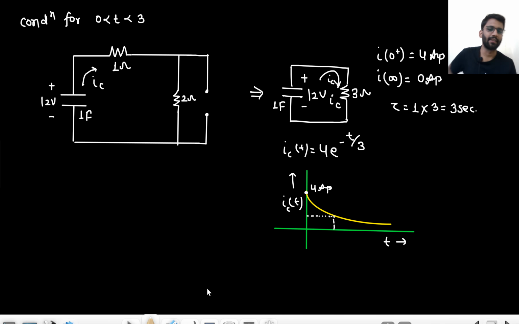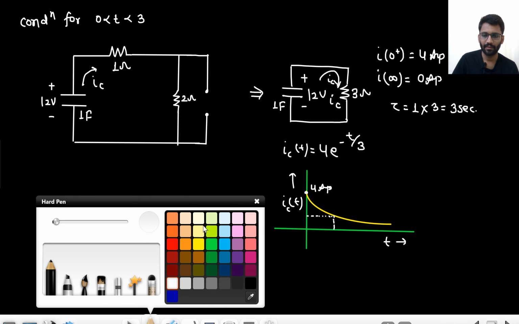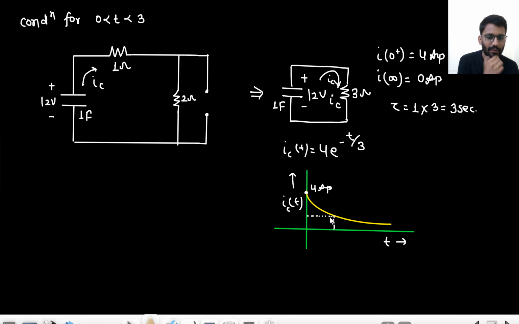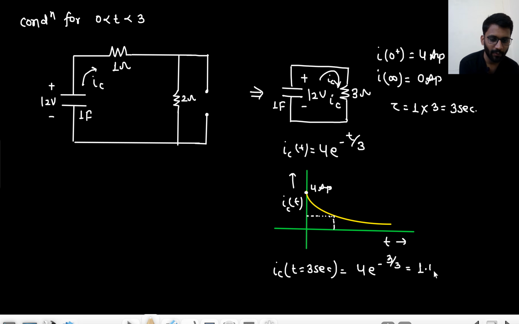This is the value of IC at t equals 3 seconds. So the value of IC at t equals 3 seconds would be 4 into e to the power minus 3 by 3, that would be 4 into e to the power minus 1. Let me bring the calculator. So the value of current is 1.47 ampere. So it is not going down to 0. At t equals 3 seconds, we are having 1.47 ampere current.